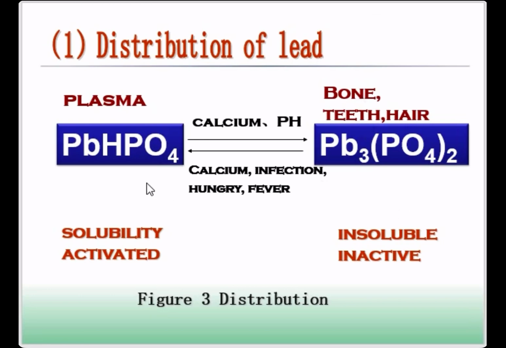Why can it change its form? It depends on the calcium and pH. If the calcium and the pH are high enough, it will move from the soluble to the insoluble form. But when a patient has low calcium, or has an infection, or feels hungry, or has a fever, this insoluble form would change to the soluble form. So it will be an activated one. That is why we will find emergency lead poisoning patients in a hospital.